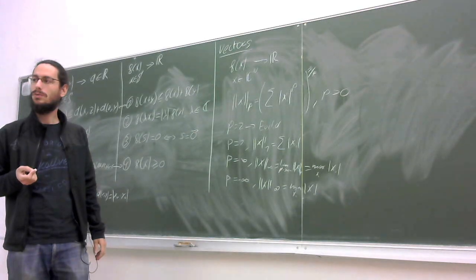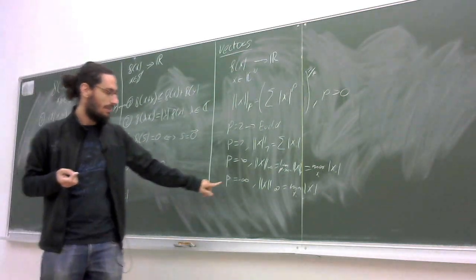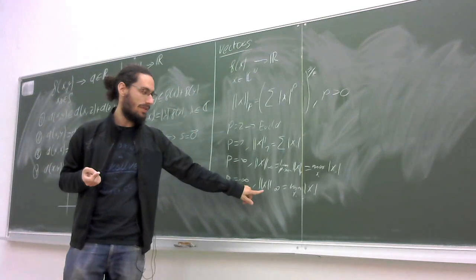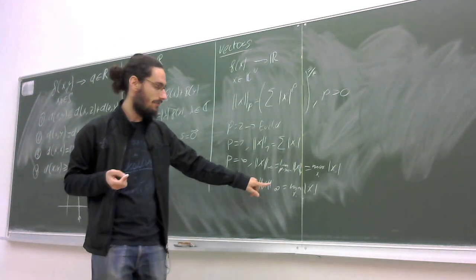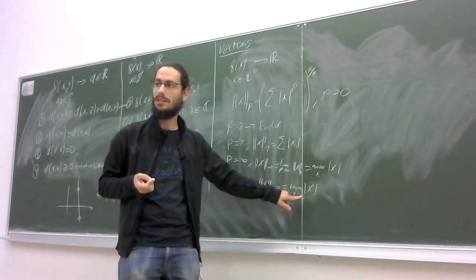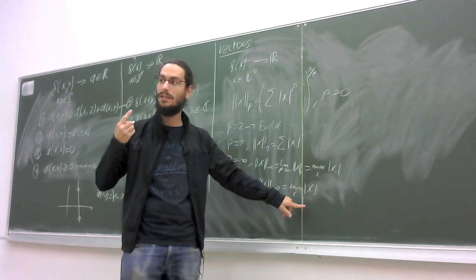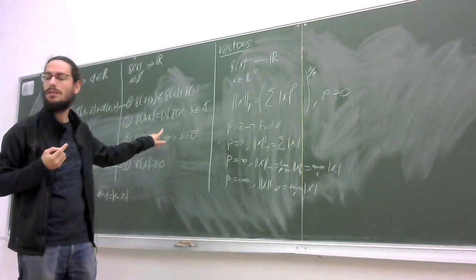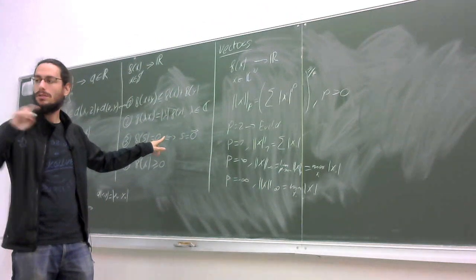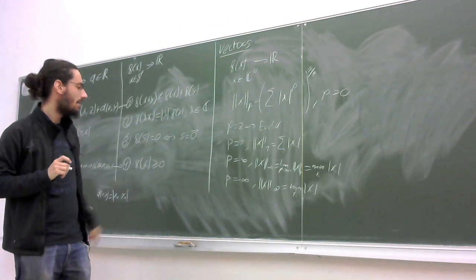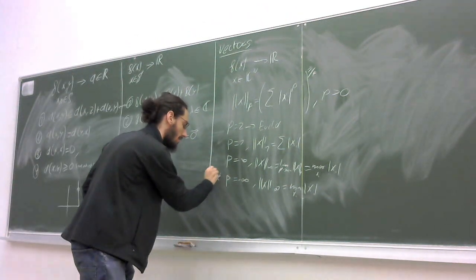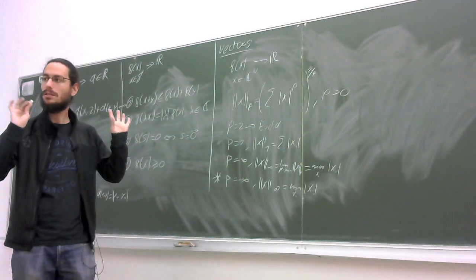So not always true. This negative one is always true. Yes, this is always true. This gives you the minimum element in absolute value of your vector. However, this is not a norm. So this is the only thing. So I will put here last thing: this is not a norm.